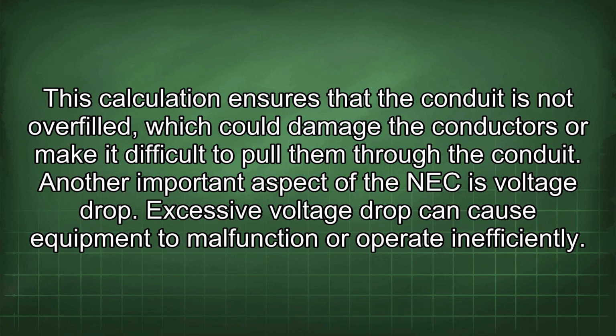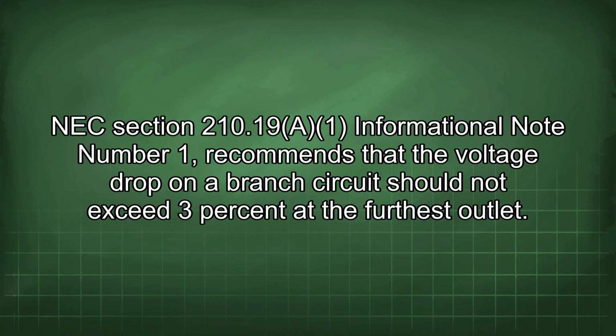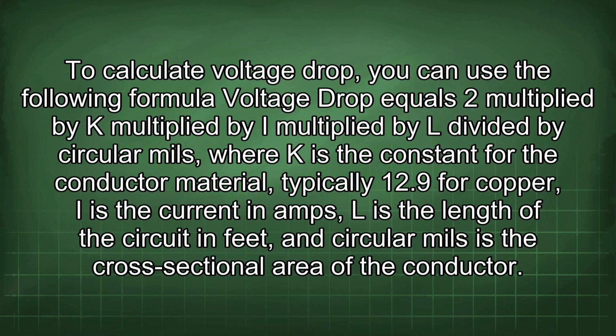Excessive voltage drop can cause equipment to malfunction or operate inefficiently. NEC Section 210.19(A) Informational Note Number 1 recommends that the voltage drop on a branch circuit should not exceed 3% at the furthest outlet. To calculate voltage drop, you can use the following formula: voltage drop equals 2 multiplied by K multiplied by I multiplied by L divided by circular mils, where K is the constant for the conductor material, typically 12.9 for copper, I is the current in amps, L is the length of the circuit in feet, and circular mils is the cross-sectional area of the conductor.